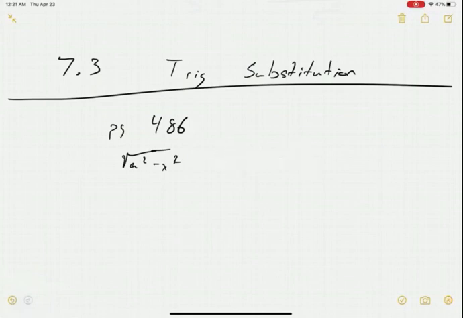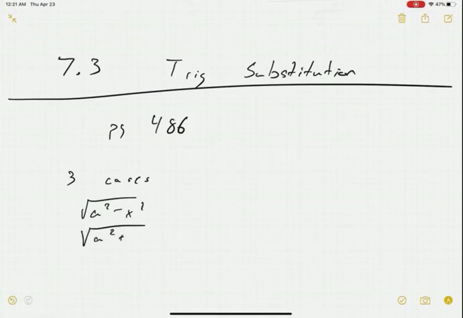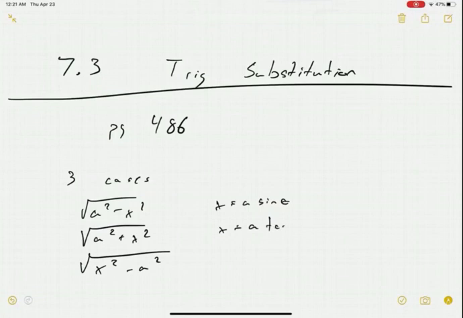So just know the three different substitutions. Know the three cases, the three radicals. They're all these radicals, right? a squared minus x squared, a squared plus x squared, x squared minus a squared. Know the substitutions that go with each of these. Each has its own substitution. And then know the identity that goes along with this.